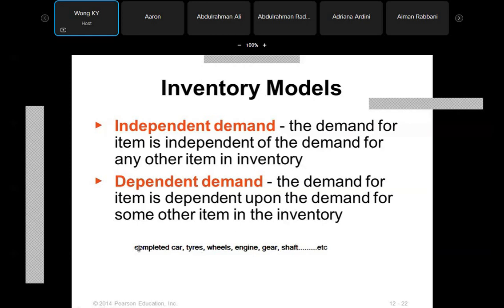Correct, right? The demand for a completed car does not depend on the demand for tires, does not depend on the demand for wheels, does not depend on the demand for engine, gear, and so forth. The demand for completed car only depends on the demand from the end customers. All right. So therefore, completed car is an example of an independent demand. So to make it short, independent demand is normally for finished product.